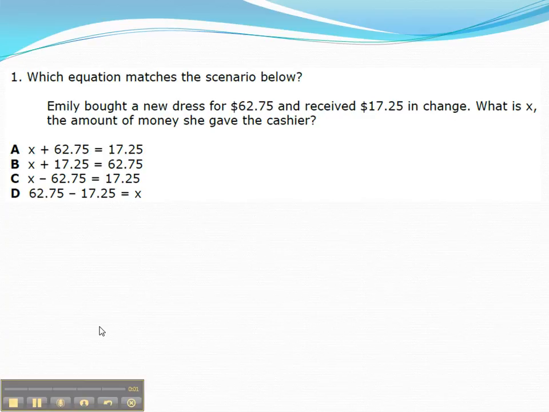This is the review for the third 6 weeks test. The first problem says which equation matches the scenario below. I'm going to do this by writing my own equation as I'm reading this scenario, and then look for the answer choice that matches my equation.